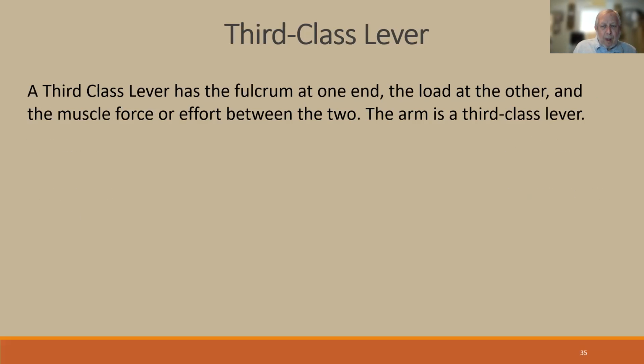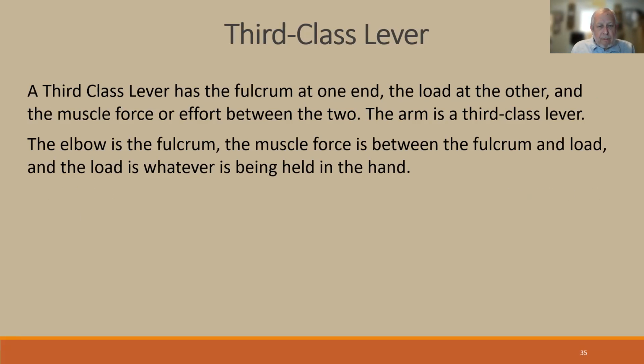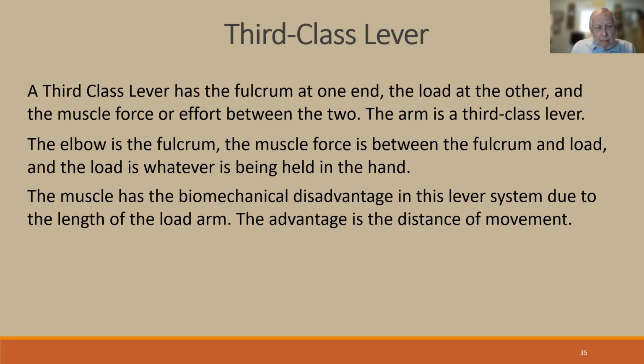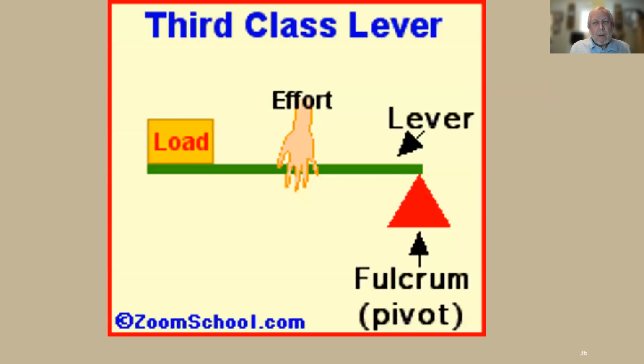A third-class lever has the fulcrum at one end, the load at the other, and the muscle force or effort between the two. The arm is a third-class lever. The elbow is the fulcrum. The muscle force is between the fulcrum and the load, which is whatever's being held in the hand, including the arm. But again, for the purposes of our math here, we're just going to ignore the weight of the arm itself. The muscle has the biomechanical disadvantage in this lever system due to the length of the load arm. The advantage is the distance of movement.